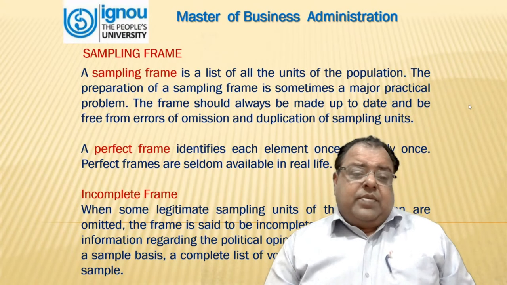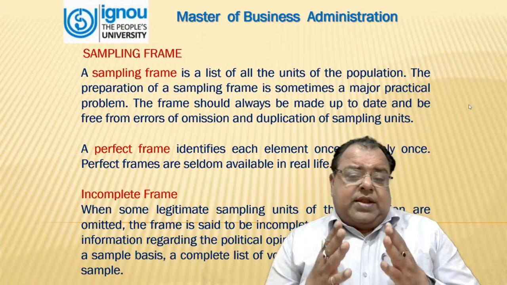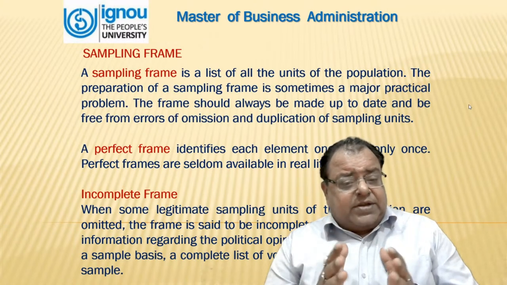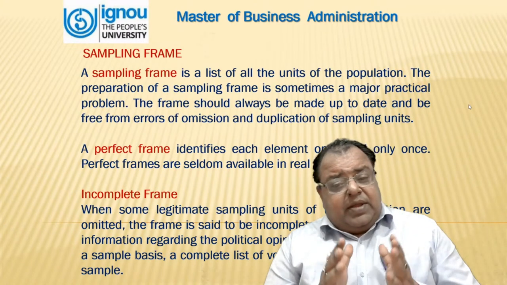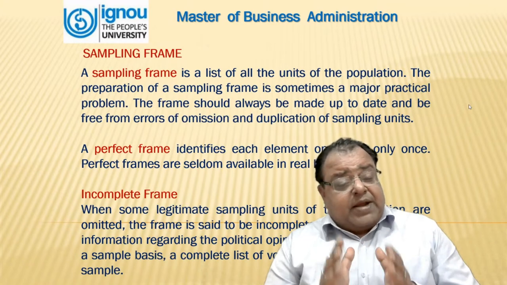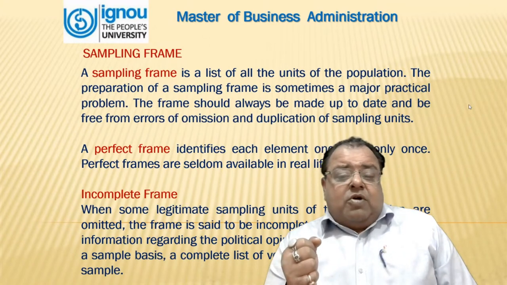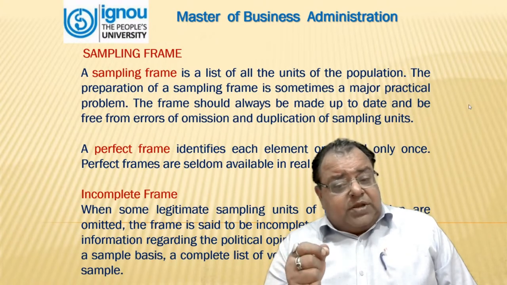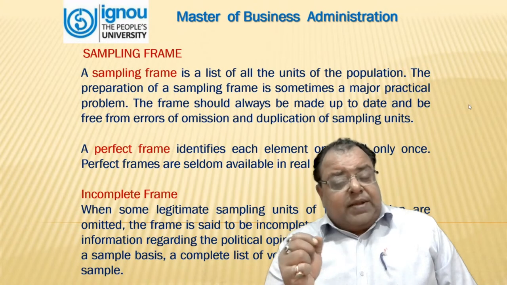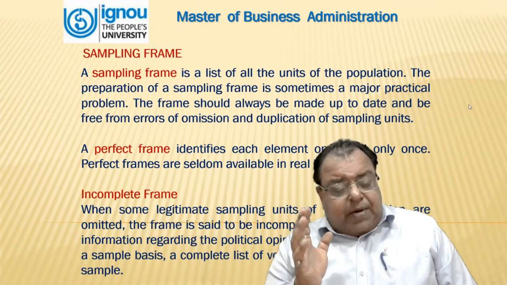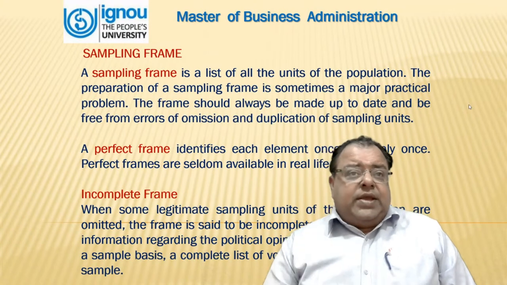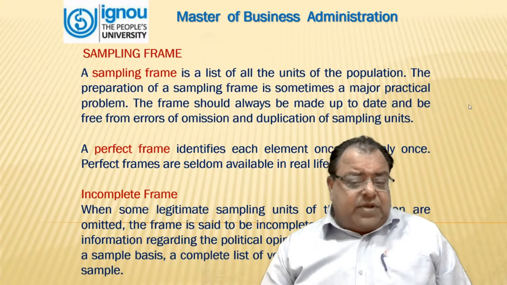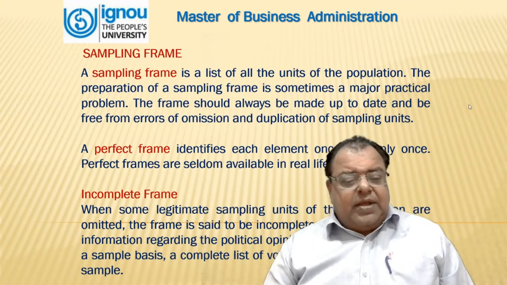Sampling frame. A sampling frame is a list of all the units of the population. The preparation of the sampling frame is sometimes a major practical problem. The frame should always be made up to date and be free from errors of omission and duplication of sampling units. A perfect frame identifies each element once and only once. Perfect frames are seldom available in real life.